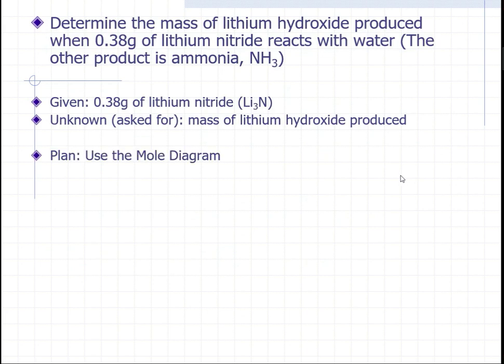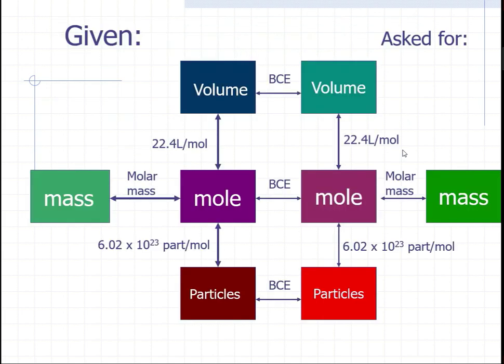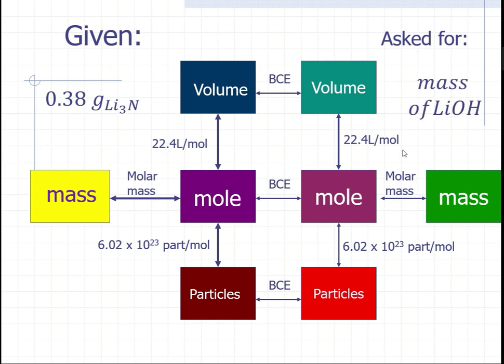To come up with a plan, I need to use the mole diagram that we had on the previous slide. Let's walk through this. This is probably one of the more important pieces to do right, and to have a plan. If I look at this table, I am given 0.38 grams of lithium nitride. That's my mass. The question asks for the mass of lithium hydroxide. Again, it's asking for mass, and that's right there.